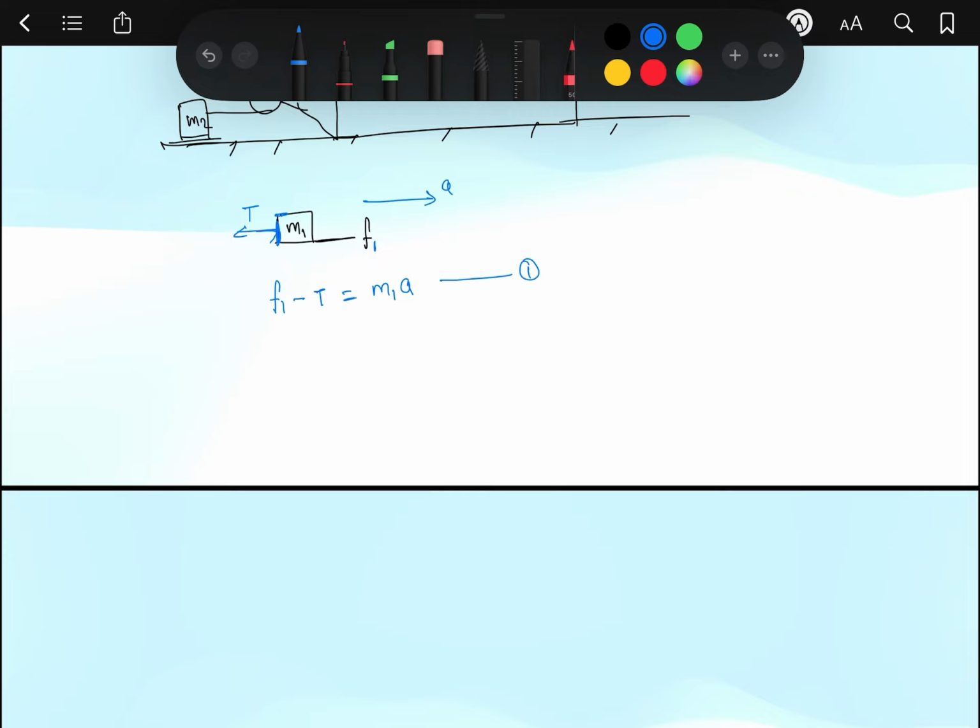And similarly, if I draw the free body diagram for this M2, then this is our M2. This is the tension force acting in forward direction and this is the friction force F2 acting in the backward direction, and it is moving in forward direction with an acceleration a. So if I write the equation of motion for this body, then T minus F2 will be equal to M2 into a. So this is our equation number 2.